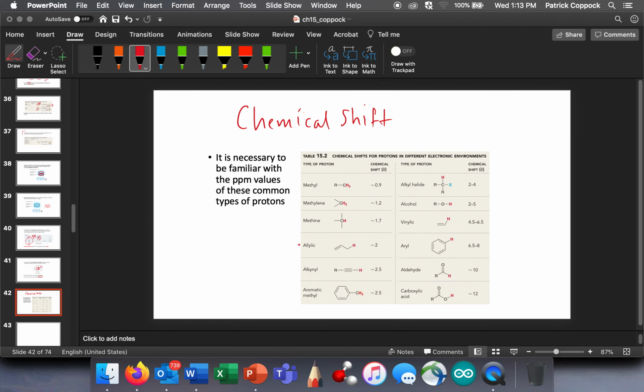All right. So in final, we're going to be referring to this table frequently. So if you have methyls, they're going to be about 1. Methylenes, a little higher. Methines, a little higher yet. Allylics, you see how that's like 1 away from a double bond. That's about 2. Alkynyls, right? You don't even need to know the names. Just get used to this. If you've got a triple bond and a hydrogen that's on that very carbon, it's going to be about 2.5. Aromatic methyls, that is a methyl group that's on an aromatic ring, is going to be about 2.5. We're going to use this over and over and over again, and it's going to become quite familiar to you.